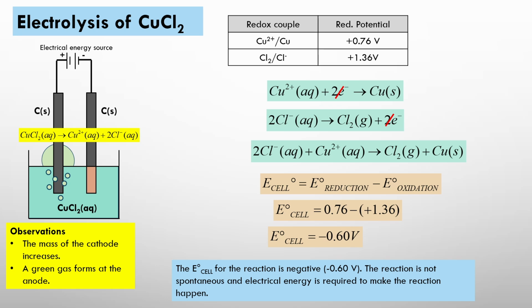Now, you need to make sure, if you want to pass the standard, that you say that the E cell for this reaction is negative, okay? And if you want to get an excellence here, you need to say that the reaction is not spontaneous and electrical energy is required to make the reaction happen. And this is the information you need to supply when you write a report on the electrolytic cell of Achievement Standard 91393.